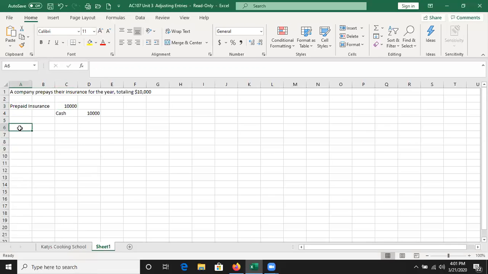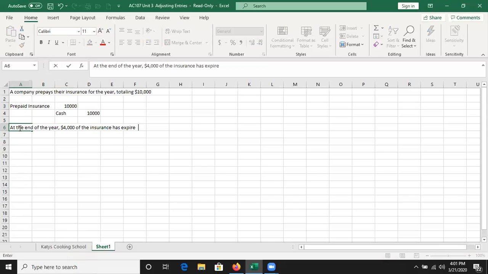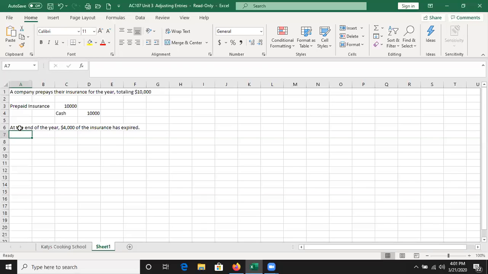Now, if I say at the end of the year, $4,000 of the insurance has expired, that means that $4,000 of the insurance has been used up. That means you can now officially recognize $4,000 of insurance expense. So what you would do is you would debit insurance expense of $4,000, and you would reduce the asset prepaid insurance, 4,000.